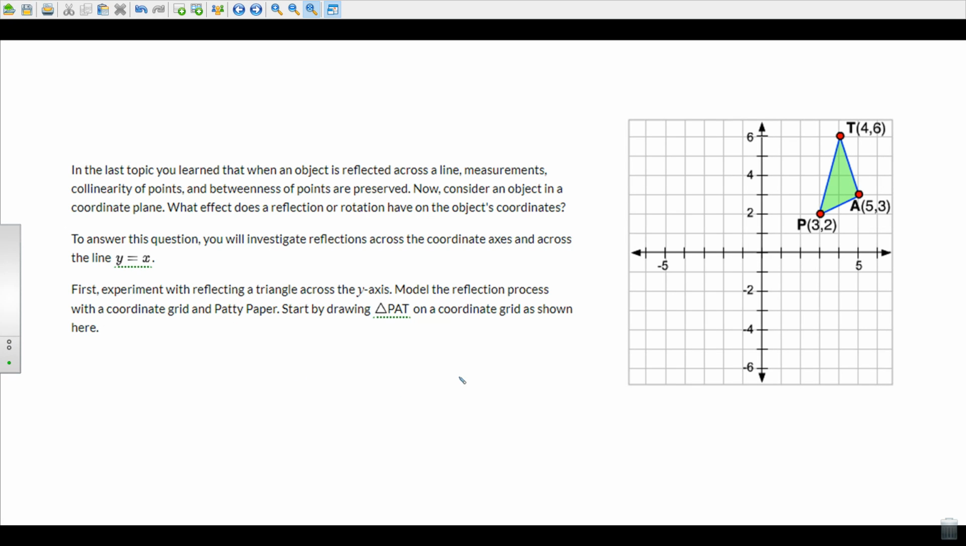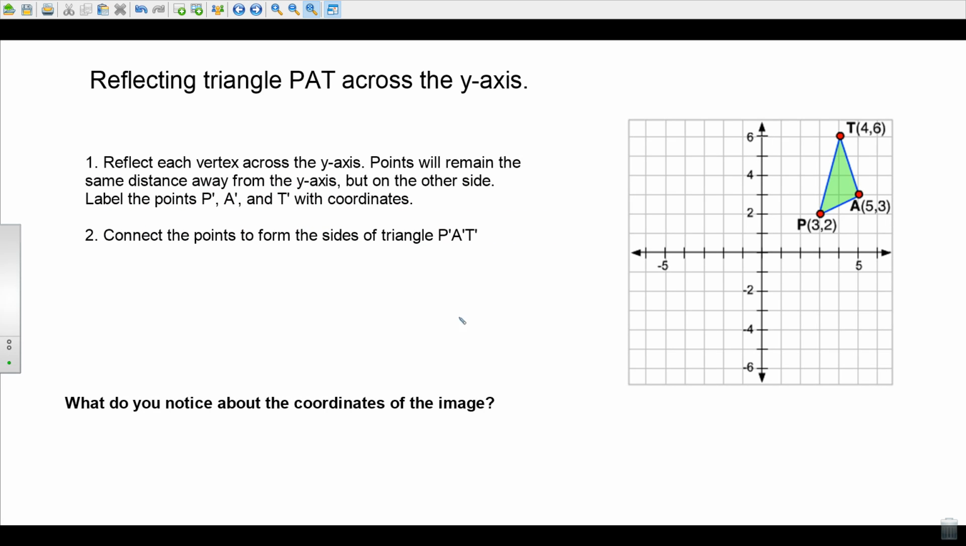So you'll see this in Agile Mind. Like I said, last topic you learned about what a reflection is, how to reflect it across the line. Now we're going to actually reflect it across the x-axis and the y-axis, and we're going to look at the coordinates. So we're going to just experiment with this, and we're going to see what happens. This is done in some of the animations in Agile Mind, but I'm going to just kind of walk you through it, and we'll do it together.